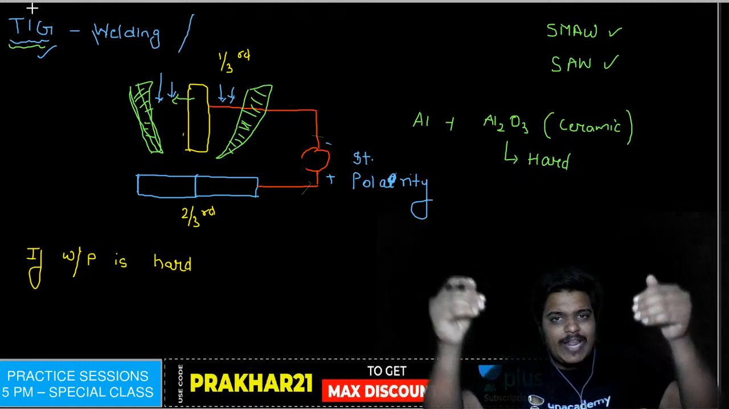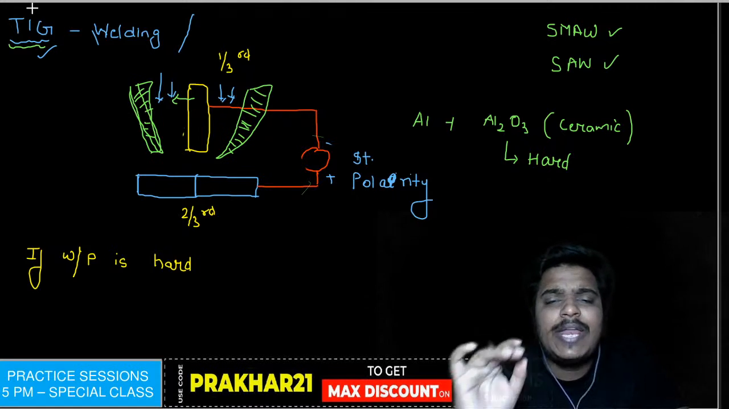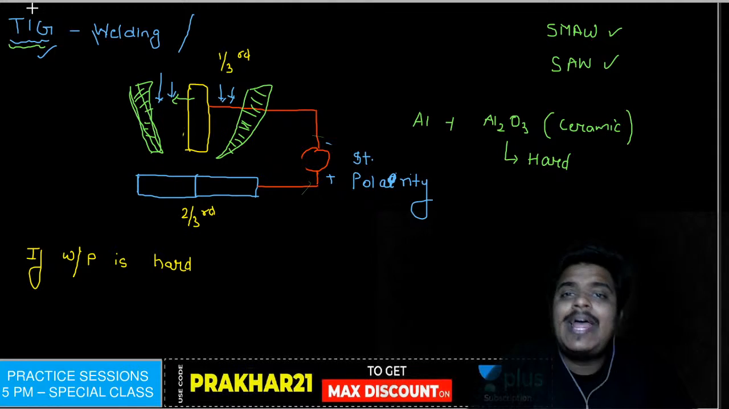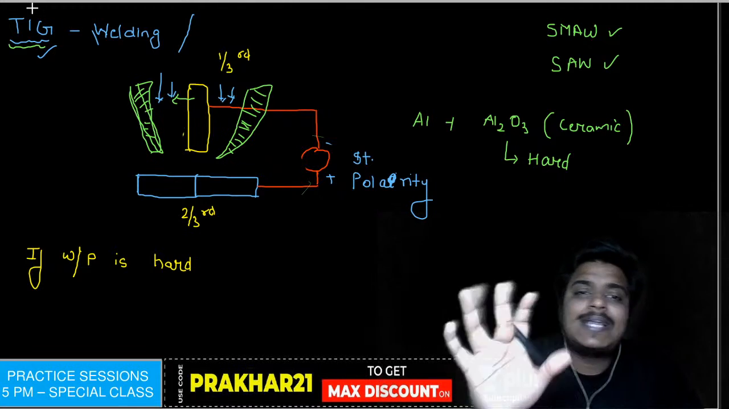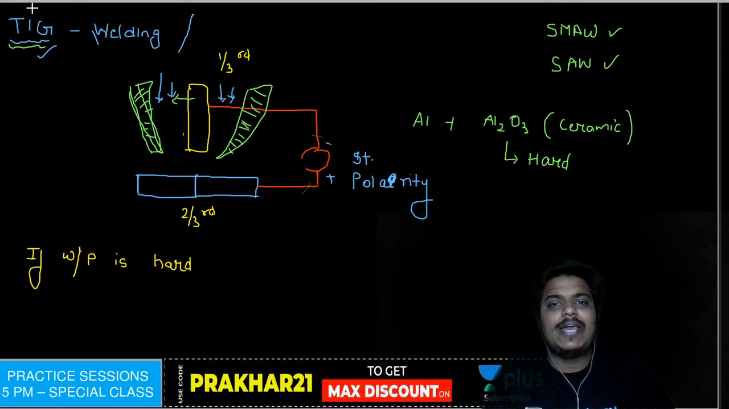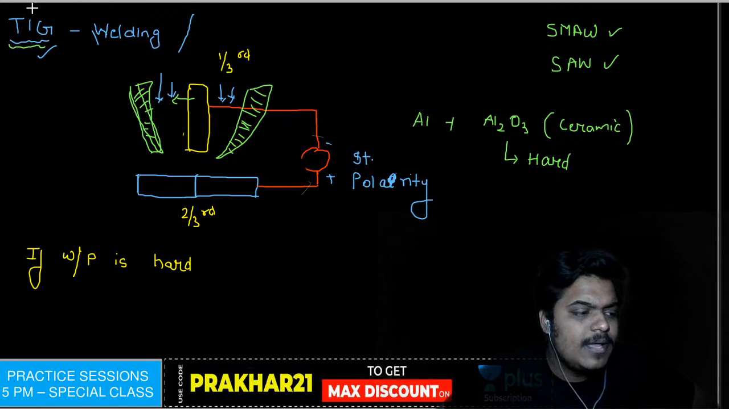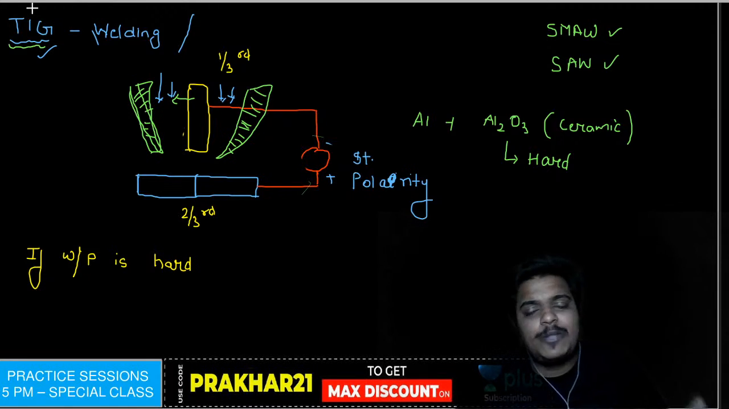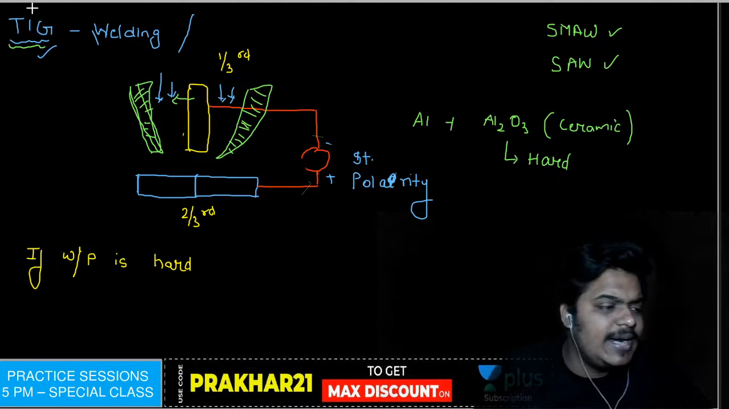Because if the atmospheric gases are acting, as soon as the layer of Al2O3 is broken, again the aluminium will react with the atmospheric oxygen and form a new layer. So that is why I don't want that, and that is why I am using an inert gas environment here. Is it clear? Direct current, reverse polarity, straight polarity, I will teach, don't worry. But first understand tungsten inert gas welding.